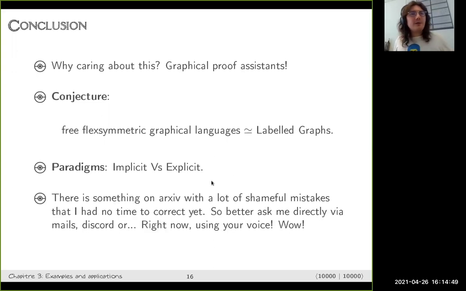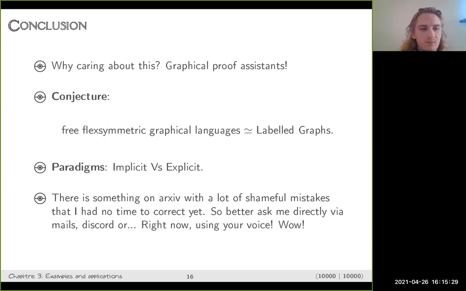Okay, and finally, just a warning. There is something on arXiv about this, if you're interested, but it's a rejected paper, and it was rejected for good reasons. There are false claims and false proofs in it, and I had no time to correct it yet. So if you find it, be very cautious, okay? Be very suspicious of everything. Nothing is completely unfixable, but I need to take care of it, and I have no time to do it yet. So if you have questions about it and you are interested, the best is to ask me directly in any way, or just right now. So thank you very much for your attention, and I'm staying here to answer your questions.